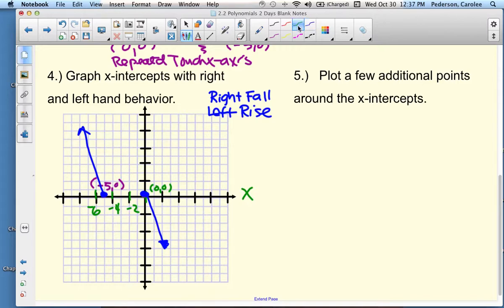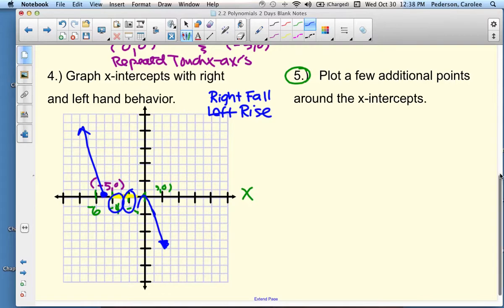Now, if you remember the multiplicity, this x-intercept is going to come up, and then it must go right back down. It can't go through the x-axis. So it's going to come up and then go right back down. What I want to do is find out what's happening between here. So I'm going to evaluate the function, and that's what step 5 is: plot a few additional points around the x-axis. So you may want to try something like negative 4 or negative 2 and find out what happens.